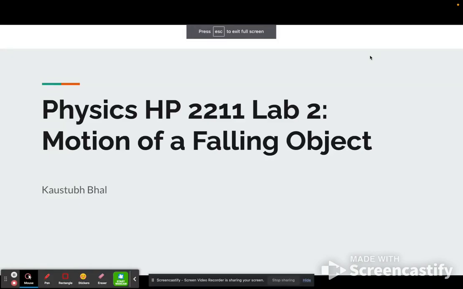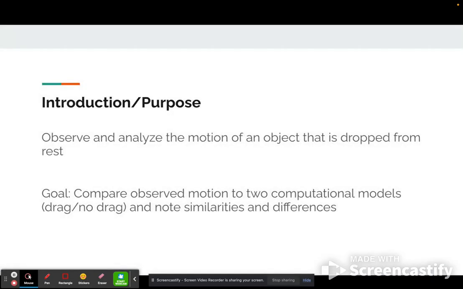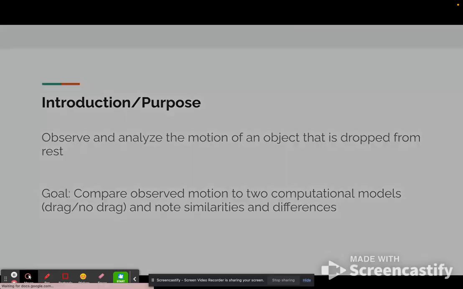Hey, how's it going? This is my physics HP lab 2, the motion of a falling object. The introduction for this lab is that we're observing and analyzing the motion of an object that is dropped from rest. Our goal is to compare this observed motion to two computational models that we made, one with drag and gravity and one with just gravity, or no drag. We want to note the similarities and differences and analyze both.